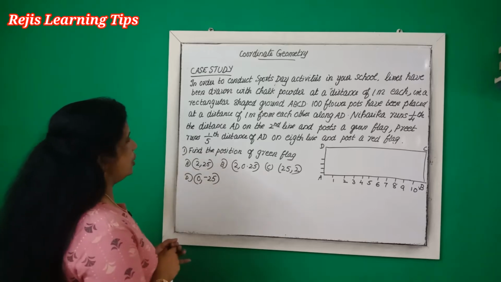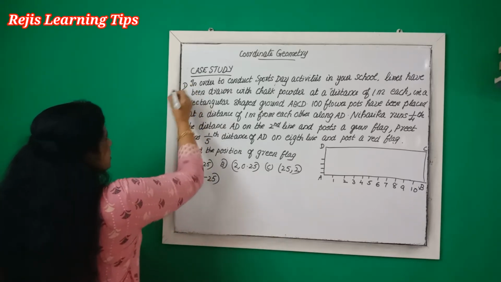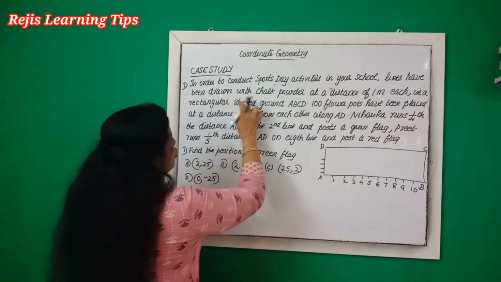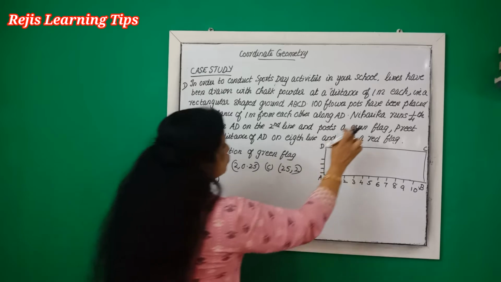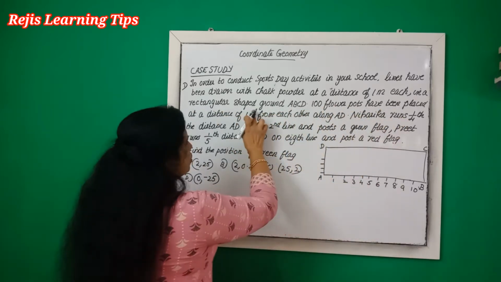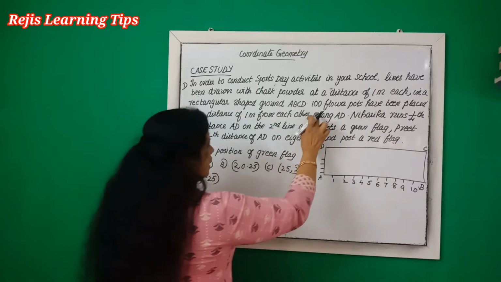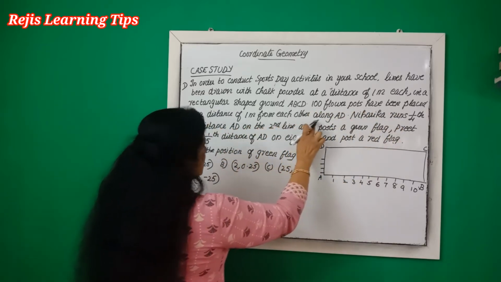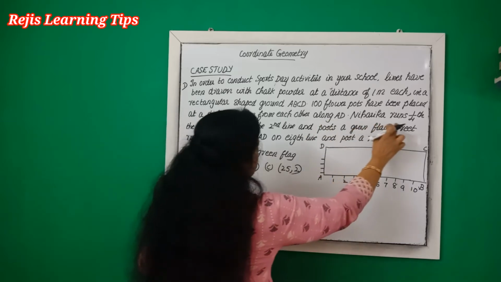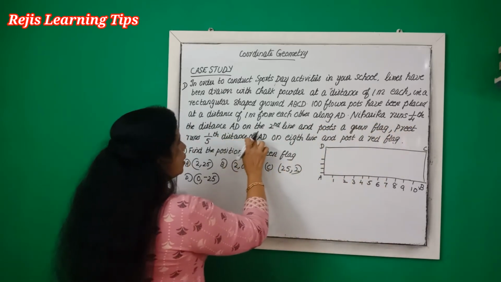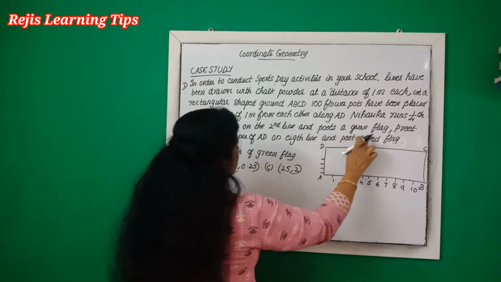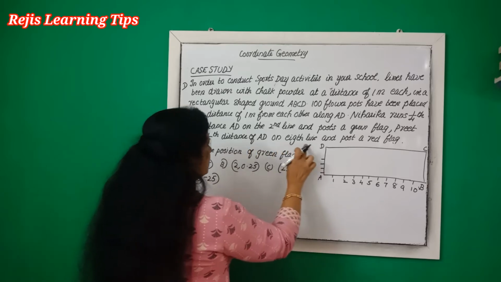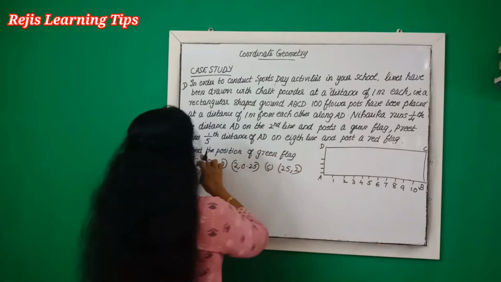First question: in order to conduct sports day activities in your school, lines have been drawn with chalk powder at a distance of 1 meter each in a rectangular shaped ground ABCD. 100 flower pots have been placed at a distance of 1 meter from each other along AD. Niharika runs 1/4 distance of AD on the second line and posts a green flag. Preet runs 1/5 distance of AD on the 8th line and posts a red flag.